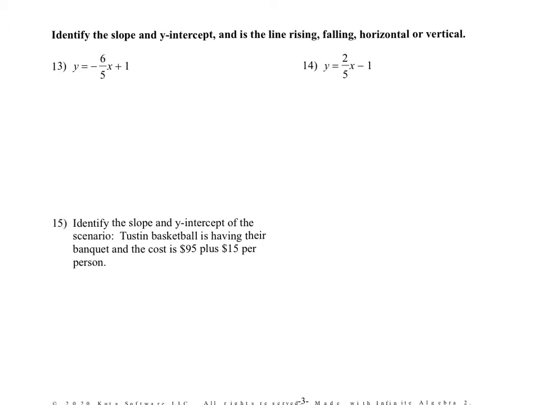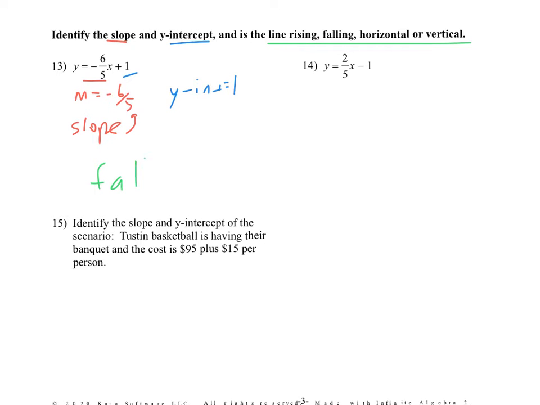All right, next up here, we want to identify the slope and the y-intercept and whether the line is rising, falling, horizontal, or vertical. So on number 13 here, I see that my m is up here as negative 6 over 5, and so that's my slope. It's very often a fraction, actually. The y-intercept is the one back here, so the y-intercept is 1, and this is y equals mx plus b. And then the line would be falling, because anytime it has a negative slope, it's going to be falling.